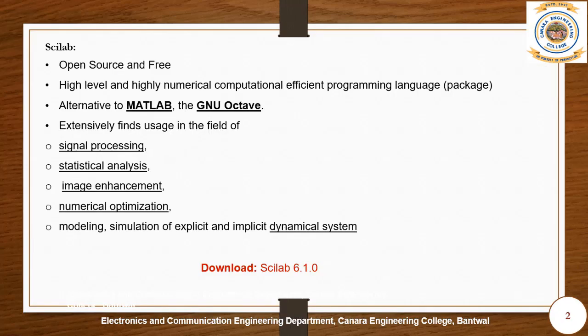Last time we conducted the DSP lab in MATLAB. This time we are switching over to Scilab. The reason behind it is that it is open source and freely available on the net. Please download Scilab 6.1.0. Depending upon your system configuration, 64-bit or 32-bit, a corresponding Scilab version needs to be downloaded and installed in your laptop or PC.